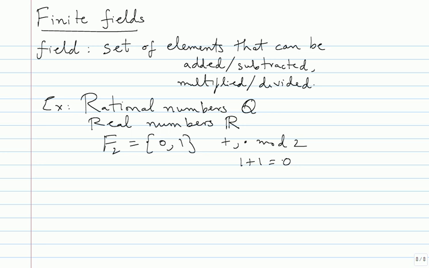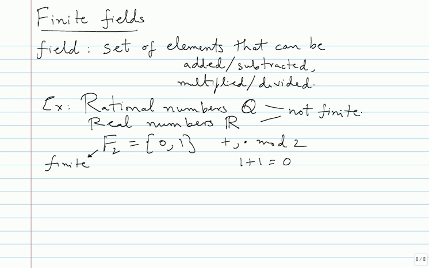In coding, we are mostly concerned about finite fields. When I say finite, I mean the set has to be finite. It has to have a finite number of elements. So this is a finite field. These two clearly are not finite. Real numbers and rational numbers are not finite. So it's possible to extend this F2.